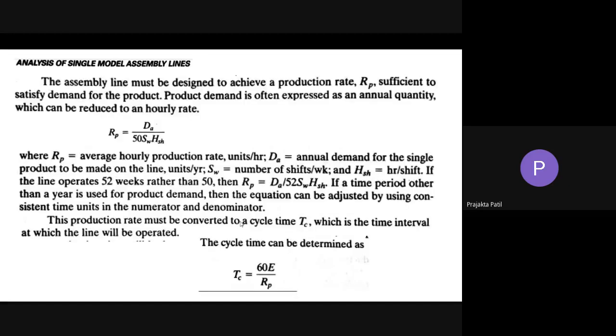So the cycle time is shown here, where TC is cycle time in minutes per cycle, RP is the production rate in units per hour. If it is not in units per hour, then you can use this constant 60 to convert it, that is, minutes to hours, sorry, and E is the line efficiency. The typical value of E for a manual assembly line is in the range of 0.90 to 0.98.